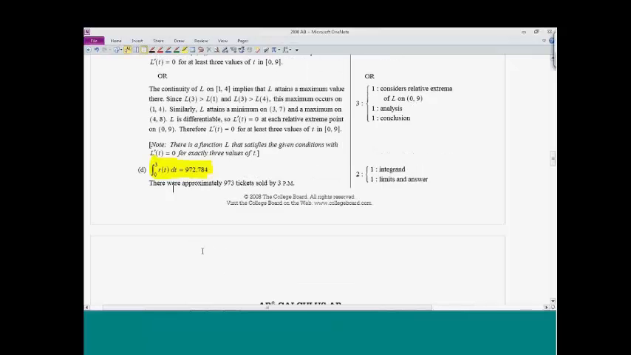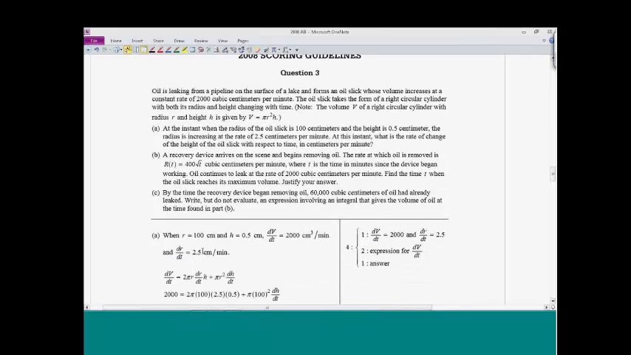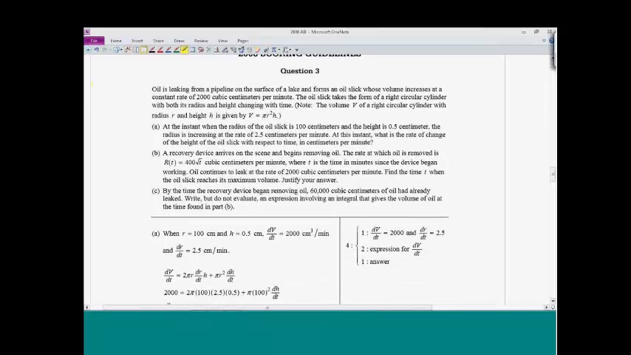In question 3, they gave this problem. Oil is leaking from a pipeline on the surface of a lake and forms an oil slick whose volume increases at the constant rate of 200 cubic centimeters per minute. The slick takes the form of a right circular cylinder with both its radius and height changing. And the first 2 parts of the problem are really related rate problems that they put in here.